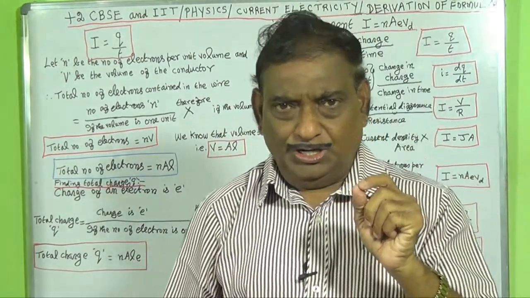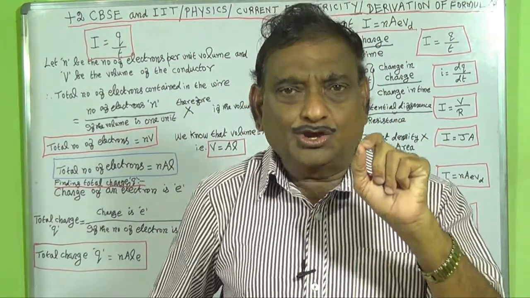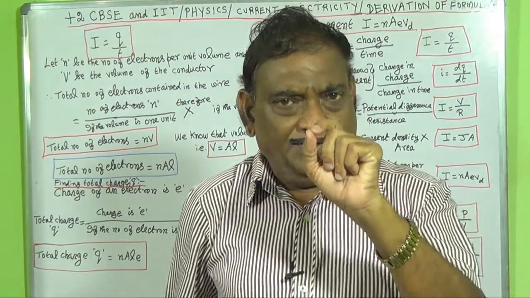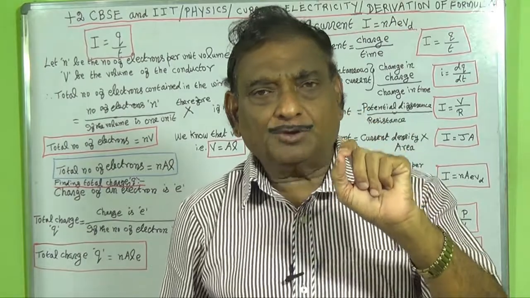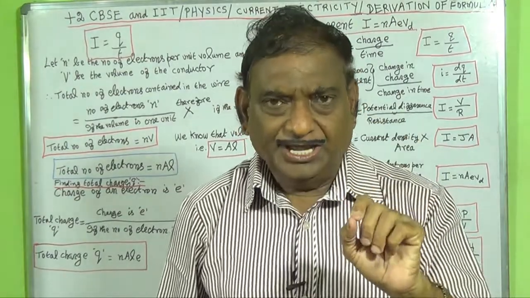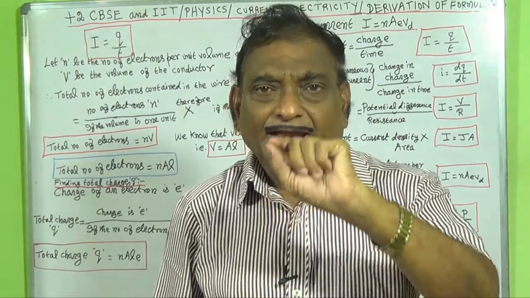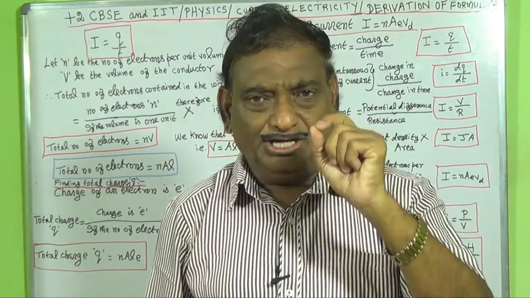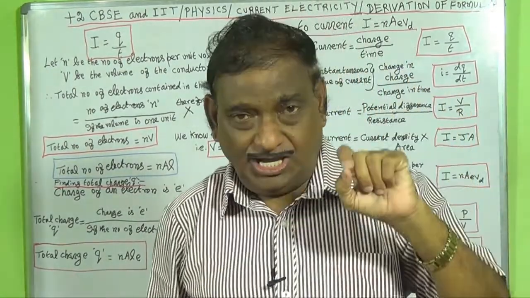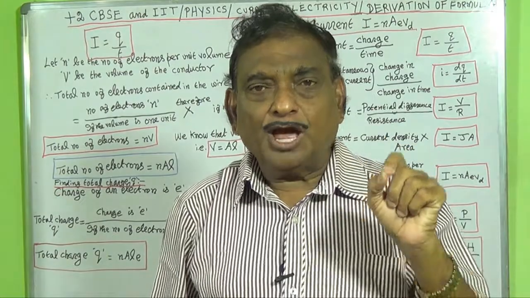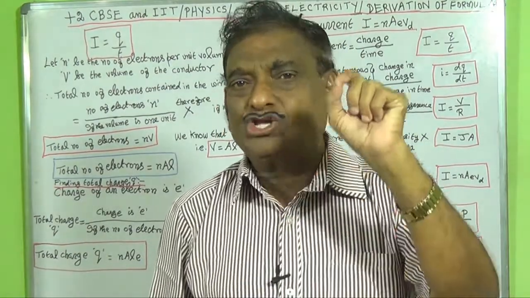Before going to derive the formula for the current I equal to nAeVd, that is, we are going to derive the formula for the current relating drift velocity and the number of electrons, that is total number of electrons in a conductor. We can also say the formula for the current relating drift velocity and charge.